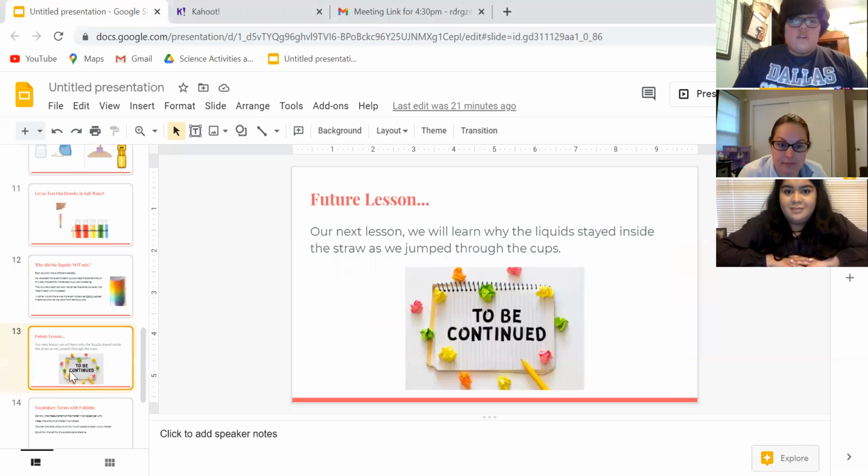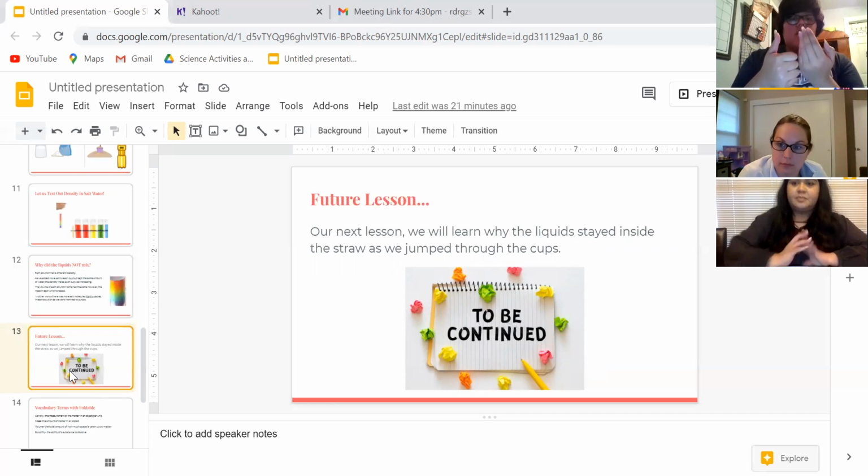And this was for a future lesson that we can go over tomorrow. For our next lesson, we're going to learn why the liquid stayed inside the straw as we kept jumping through the cups. Because usually when we release our thumb, the liquid just falls right out. But when we're dipping it, we could see that they just stayed inside. So we're going to go over that tomorrow.